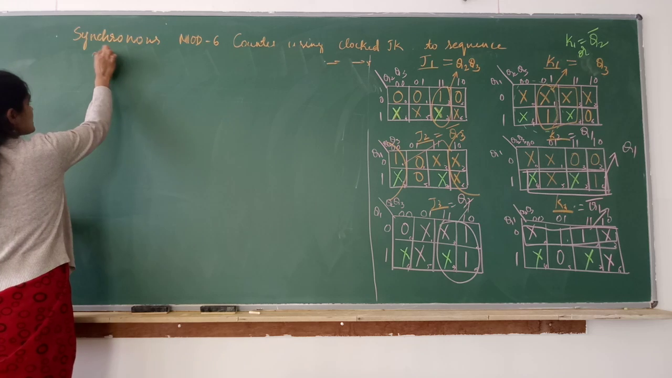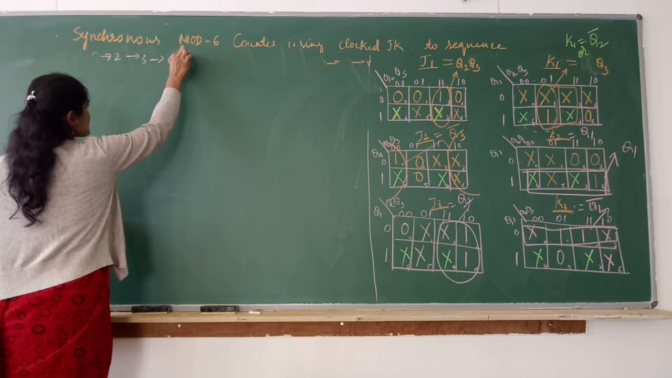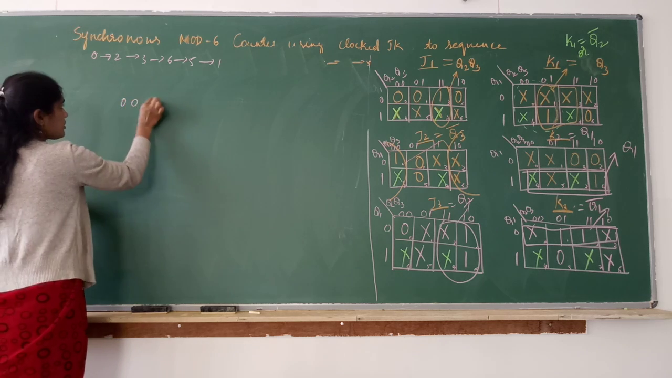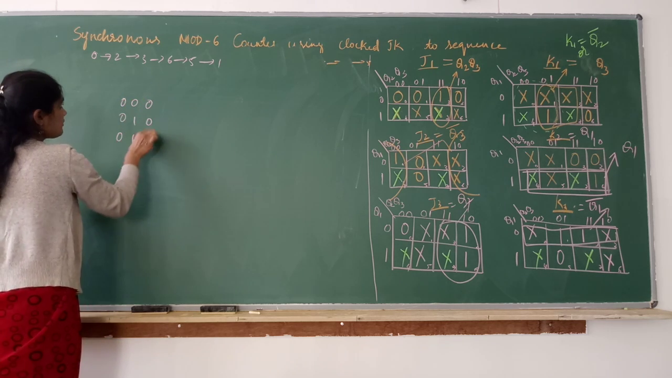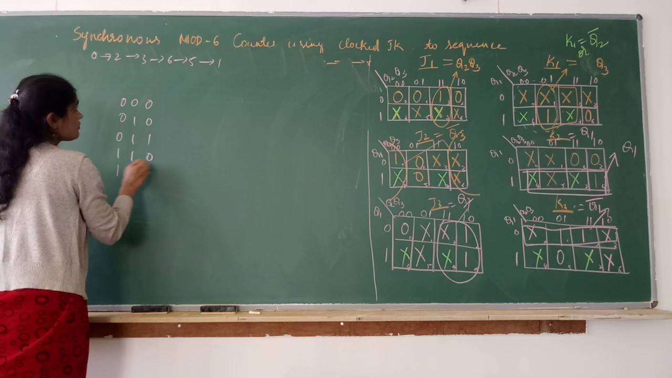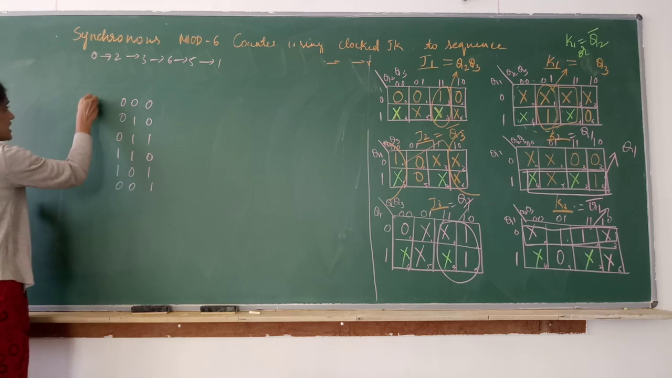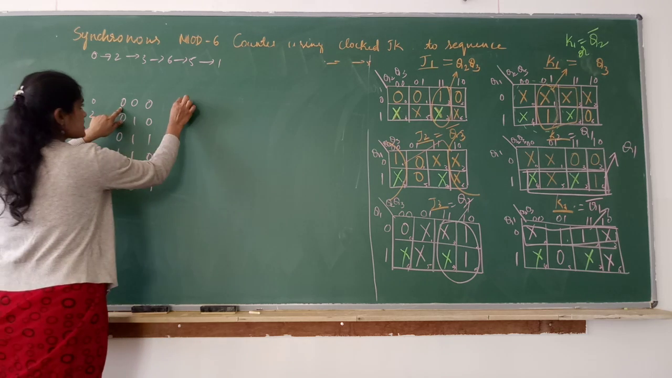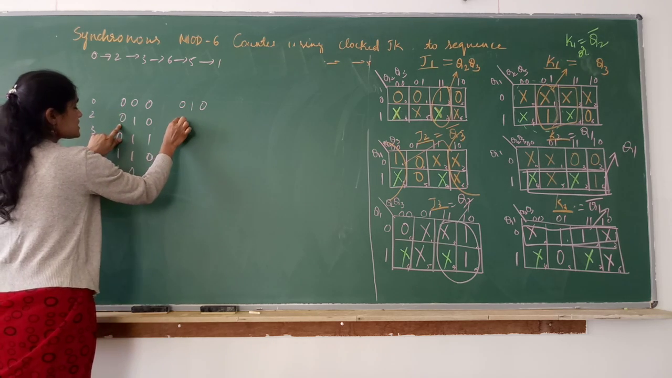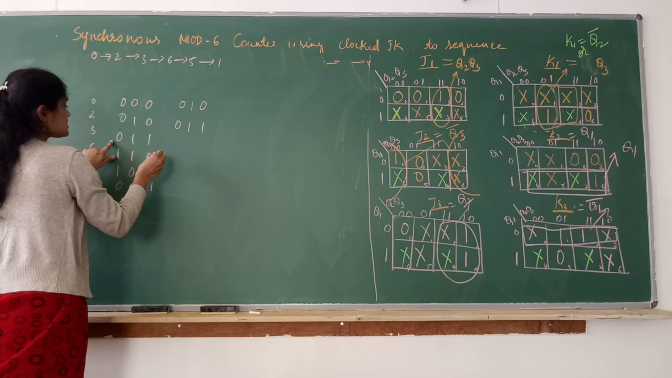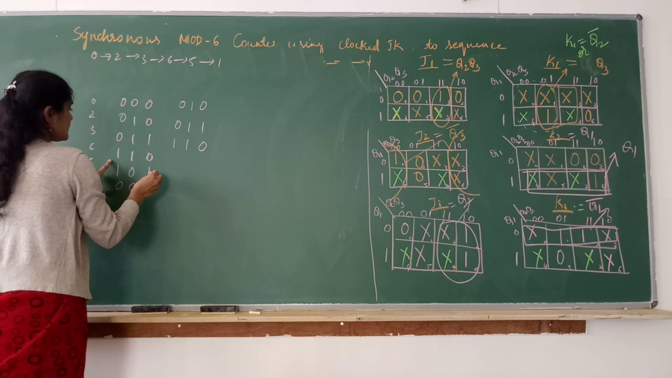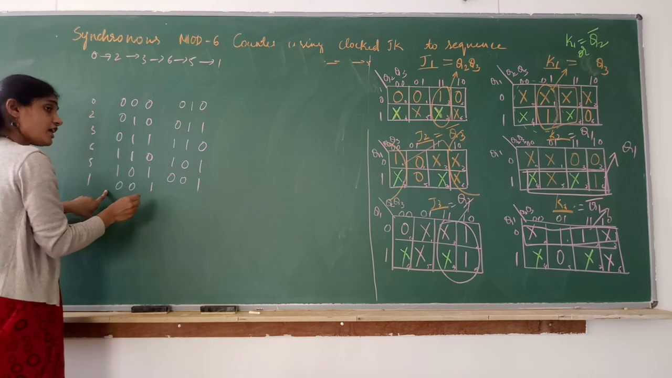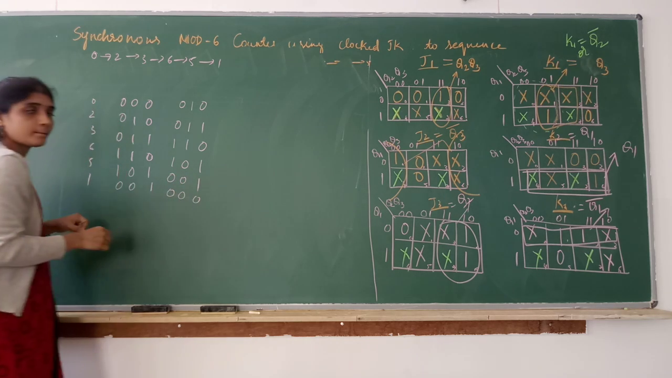See, here the sequence is 0, 2, 3, 6, 5, 1. So what is the counting sequence you write? 0 0 0, 0 1 0, 0 1 1, 1 1 0, 1 0 1, 0 0 1. If 0 is the present state, the next state is 2. If 2 is the present state, the next state is 3. If 3 is the present state, the next state is 6. If 6 is the present state, 5 is the next state. If 5 is the present state, 1 is the next state. If 1 is the present state, 0 is the next state.